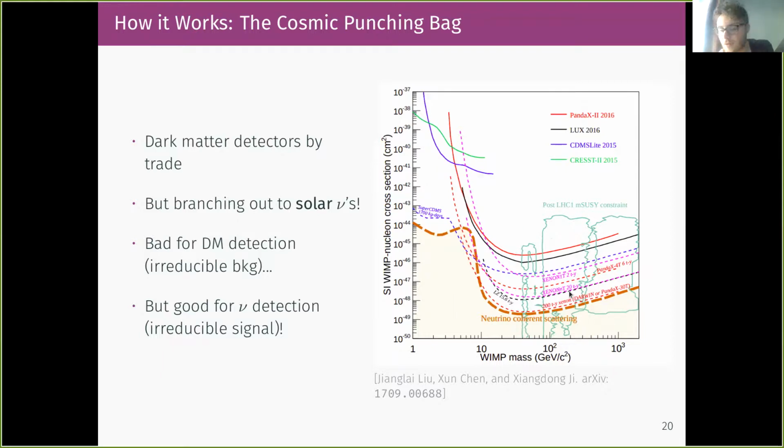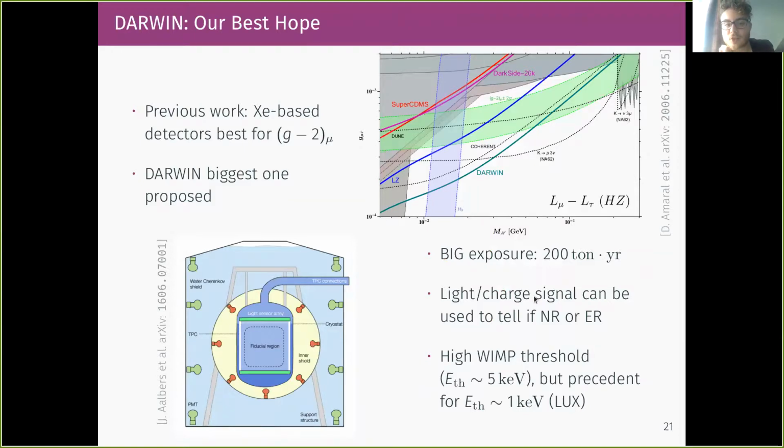And we've got lots of different experiments here that we can choose from, but previous work has shown us that it's the liquid xenon experiments that might be able to make the most important kind of difference here in the g-2 landscape. So this here is the 90% upper bounds that we can draw with DARWIN and LZ, which are both liquid xenon experiments, in the L_mu minus L_tau landscape by looking at that signal. So we're going to focus on DARWIN because it's very big. It's the one that gives us the most promise.